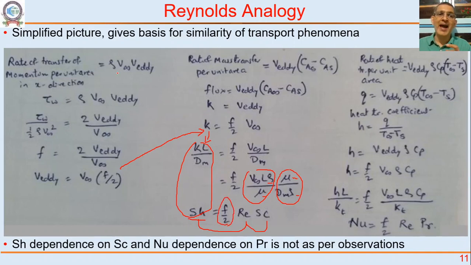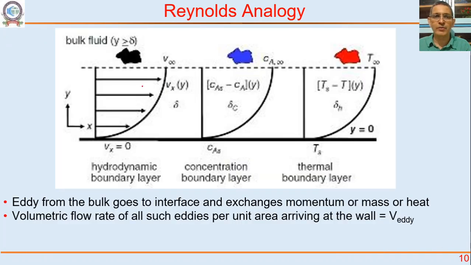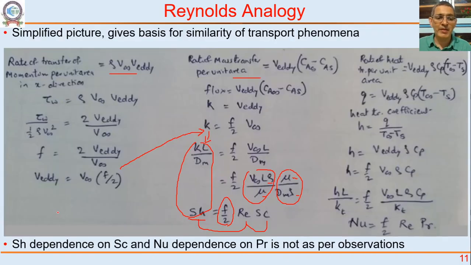You see now the analogy, the meaning of the word analogy. Analogous. Momentum transfer and mass transfer are analogous to each other. Eddy motion. We can get mass transfer, dimensionless mass transfer coefficient. That's the meaning of Sherwood number. It's a dimensionless mass transfer coefficient.